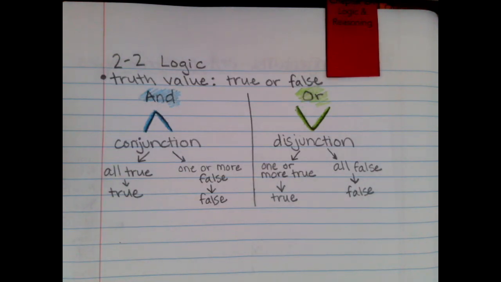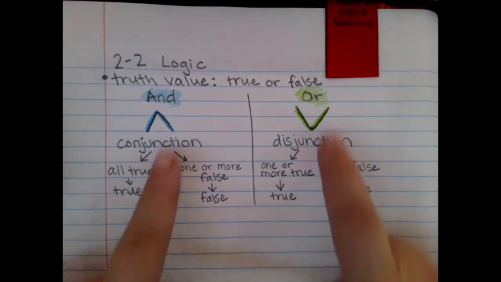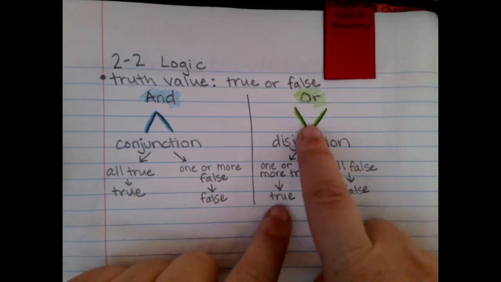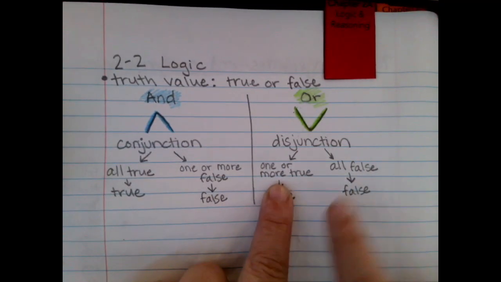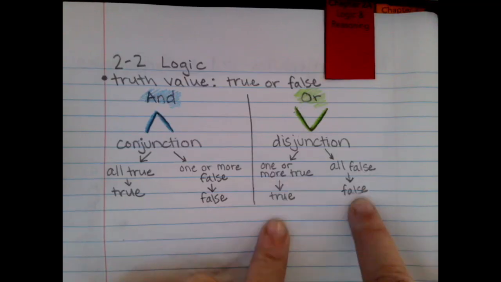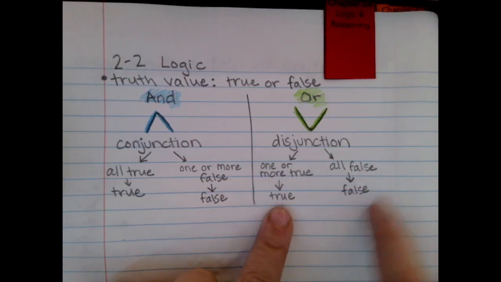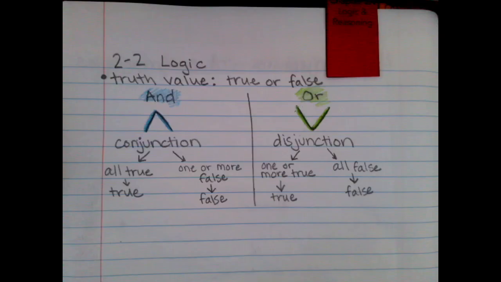So this is kind of like your flow chart here. When you're deciding if a statement is true or false, you first have to decide is it an and statement or an or statement. Then decide, okay, if it's an or, do I know one or more is true or are they all false? And then that will tell you the overall truth value of that statement together.